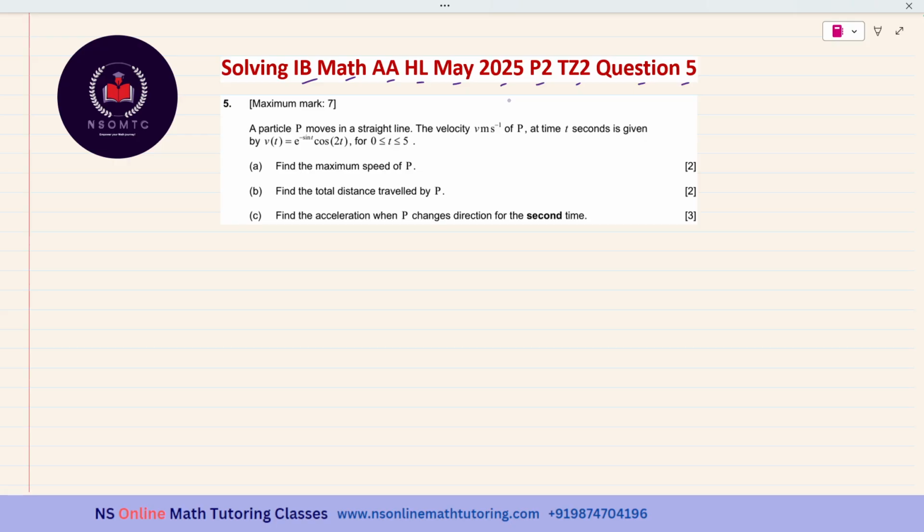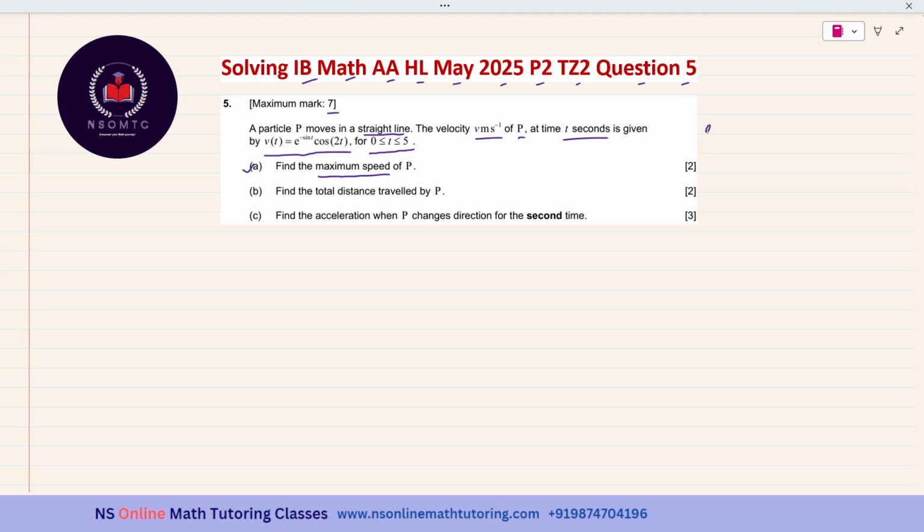So without any further delay, let us start to solve question number 5. The maximum mark is 7. Particle P moves in a straight line. The velocity v meters per second of P at time t seconds is given by v of t equals e raised to the power of negative sine t times cos of 2t, for t greater than or equal to 0 but less than or equal to 5. Part A's question is: find the maximum speed of P.